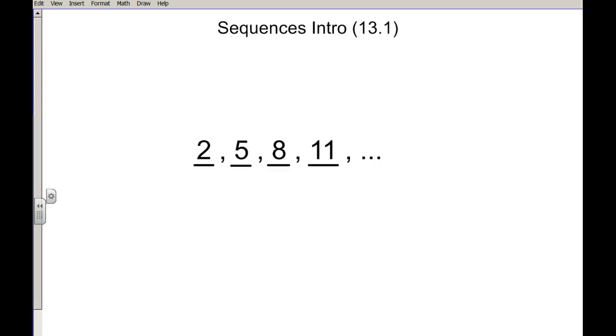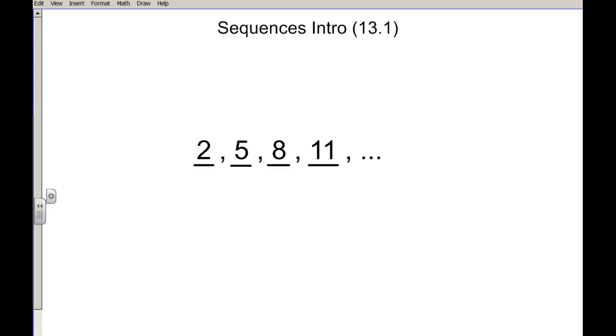This is chapter 13.1. We're introducing sequences. Our life will be easier on the second and third section here, where they'll actually give us formulas that we can use to easily figure out the patterns. Today is more about puzzles. We're trying to figure out the pattern. We need to know a little bit about sequences and how the notation is.